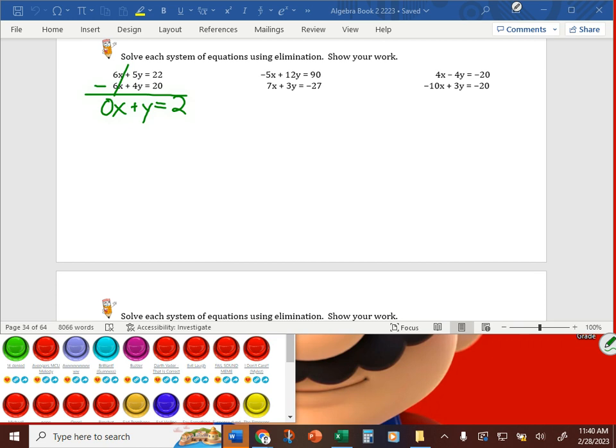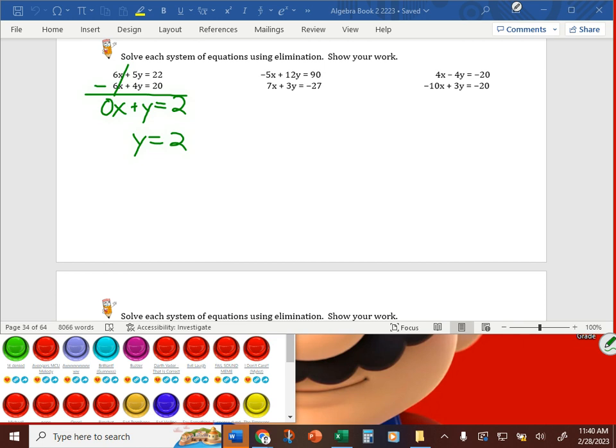Essentially what we have here, since 0x is gone, it's eliminated, equals 0, we're left with y equals 2. How fun was that? No distribution, no combining like terms. All we're doing is adding and subtracting here. Okay? Yeah?